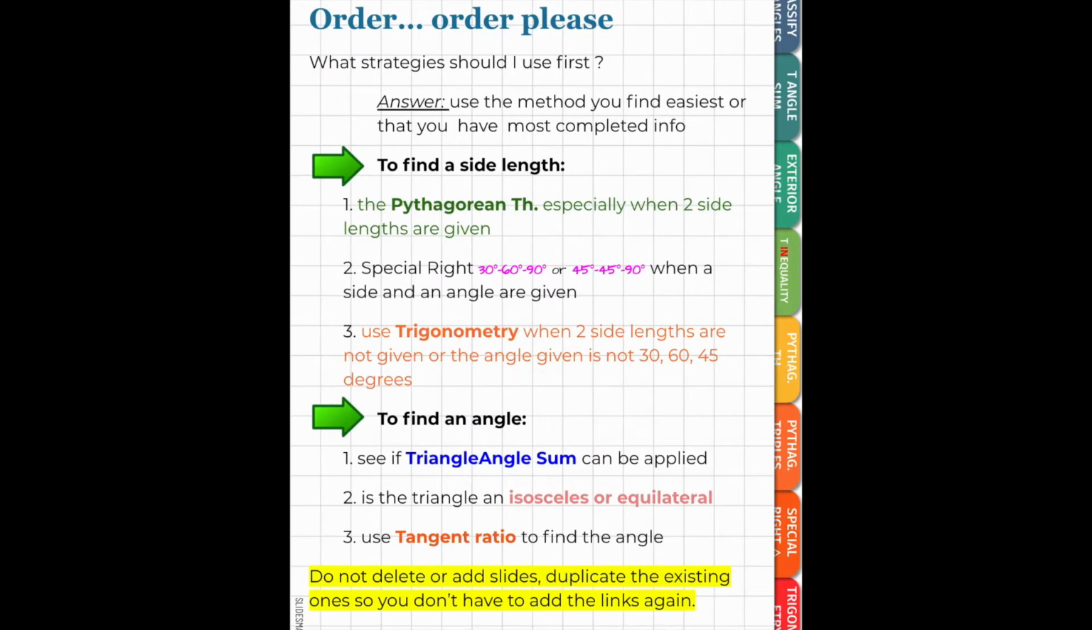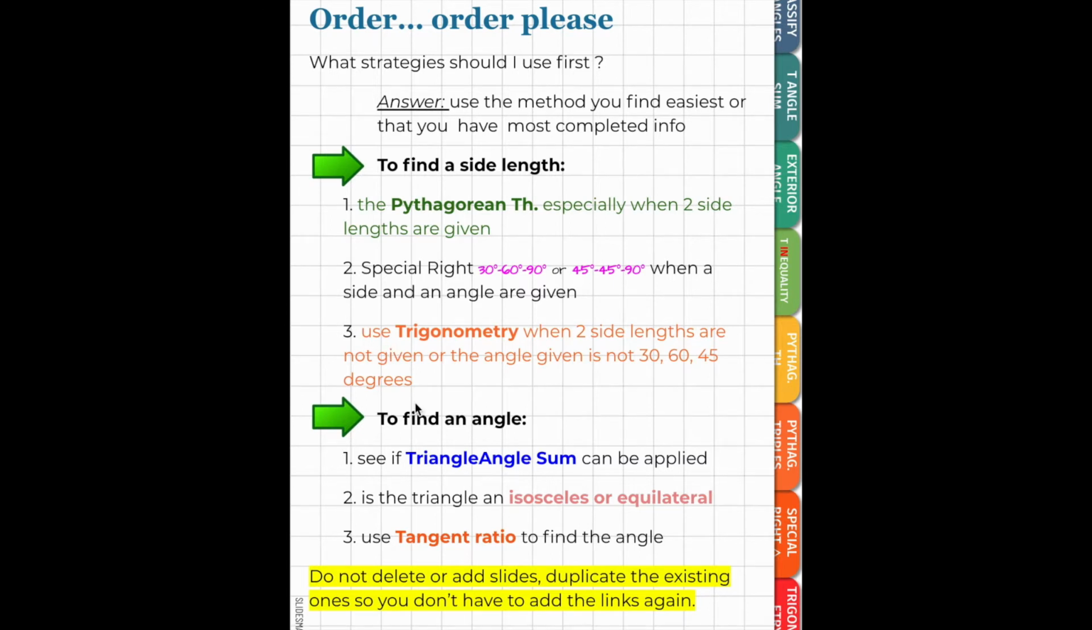Which strategy should I use first? Which one do I use to find the side length? You can use the Pythagorean Theorem, you can use the special right triangle 30-60-90 and 45-45-90 formulas. You may also use trigonometry. It's going to go in this order, 1, 2, and then 3 finally.